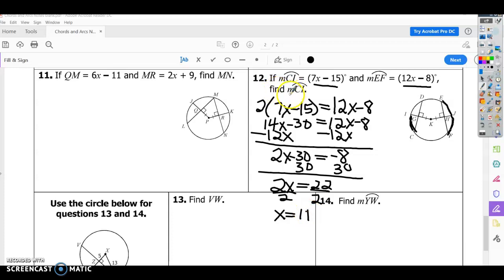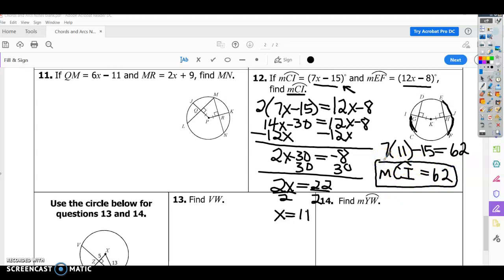It says find the measure of CI. So CI is going to be this right here. So we're going to say 7 times 11 minus 15. So 7 times 11 minus 15 equals 62. So the measure of arc CI equals 62.